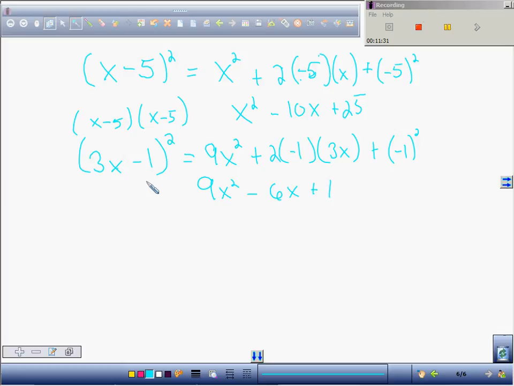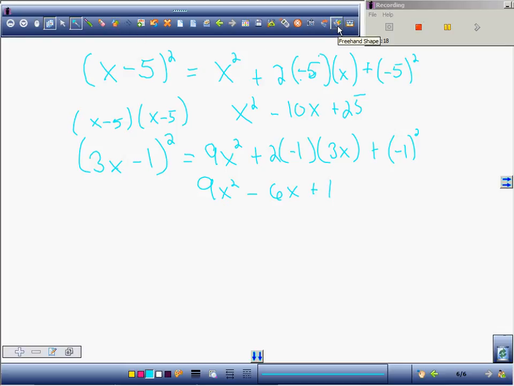Does it matter if the 3x goes in order? Can the 3x go here? Yeah. Sure. Yeah. You can, yes.